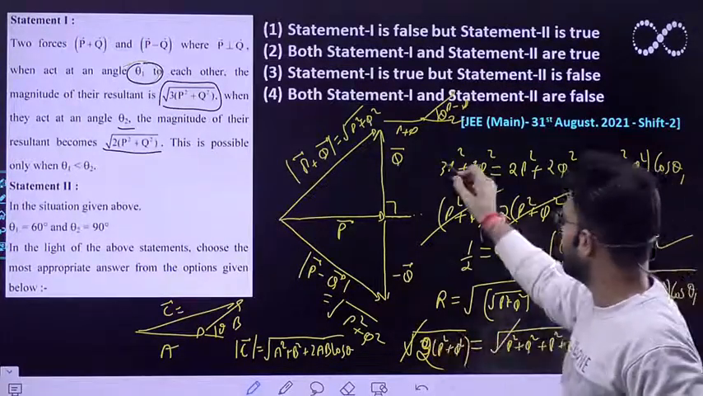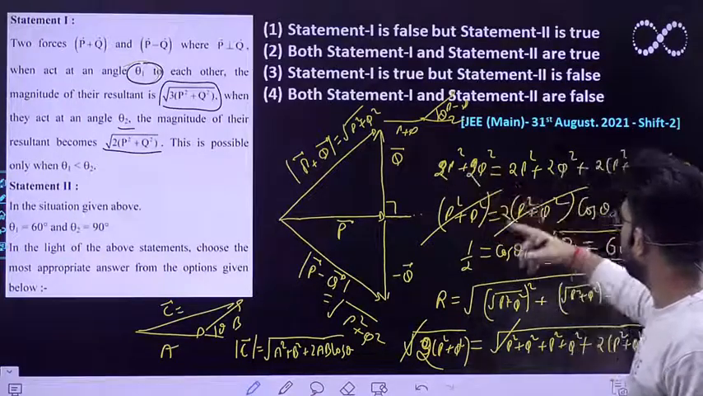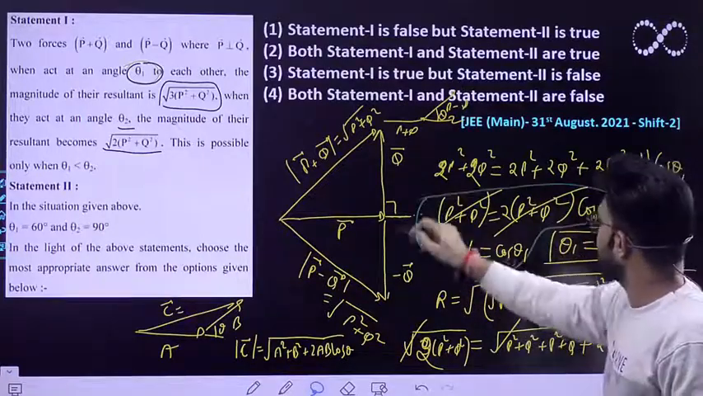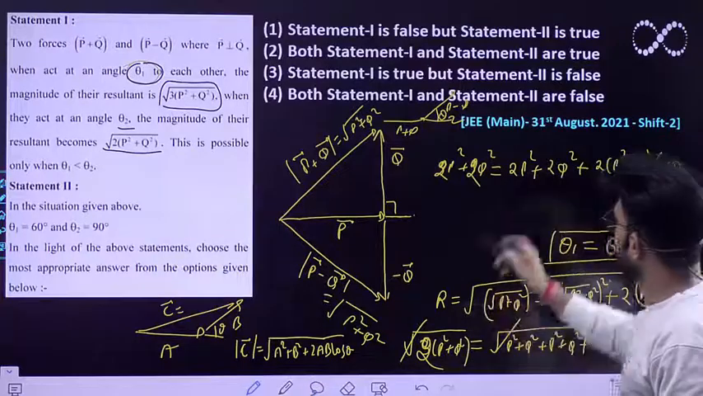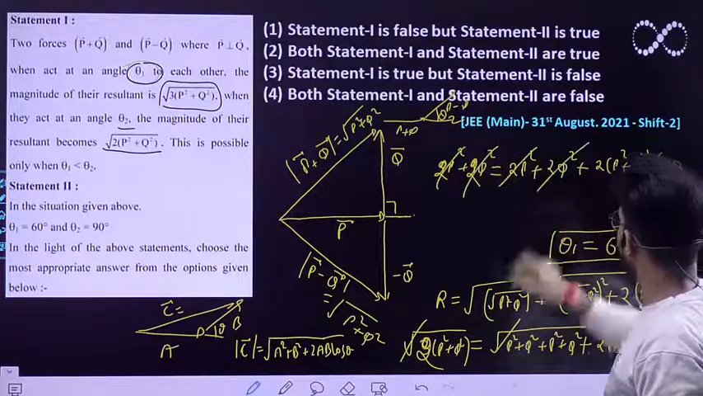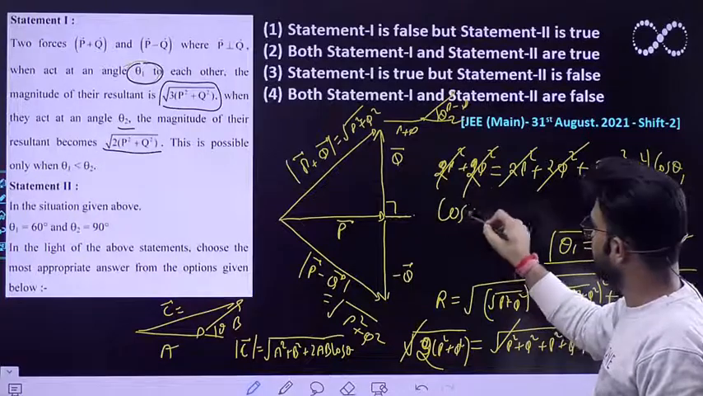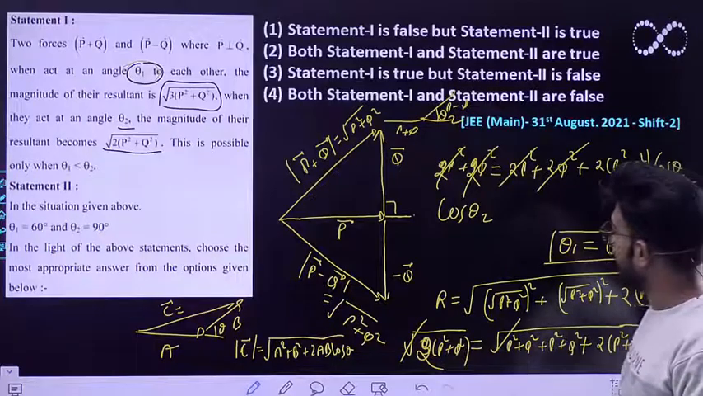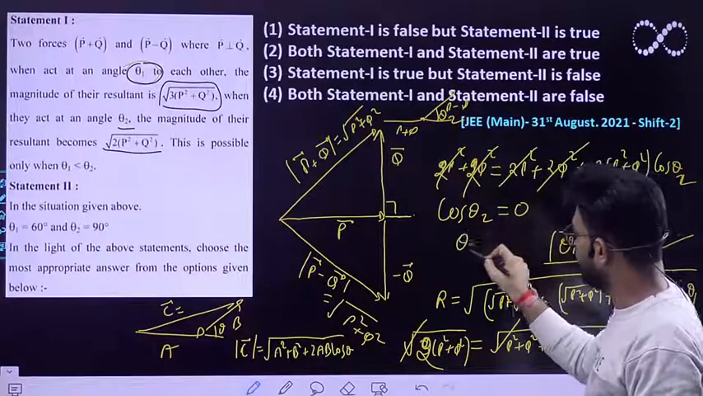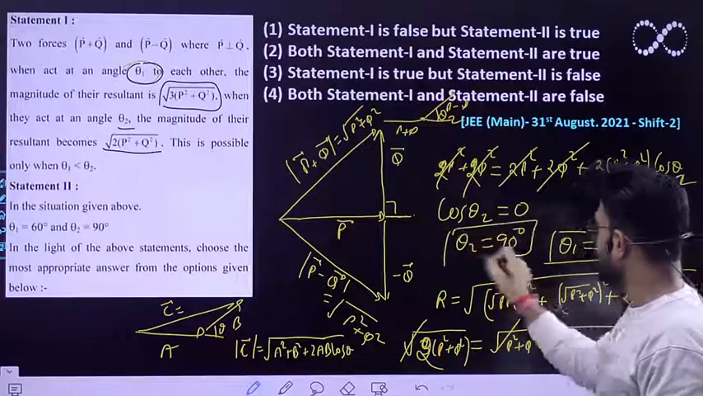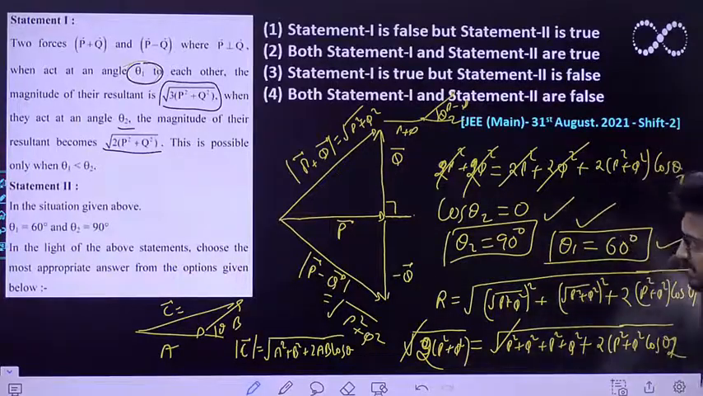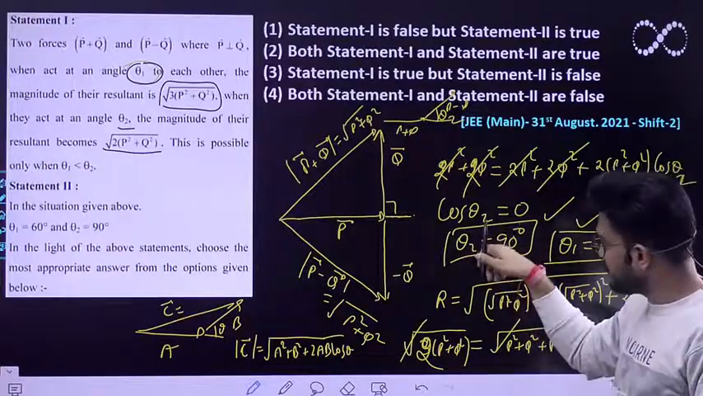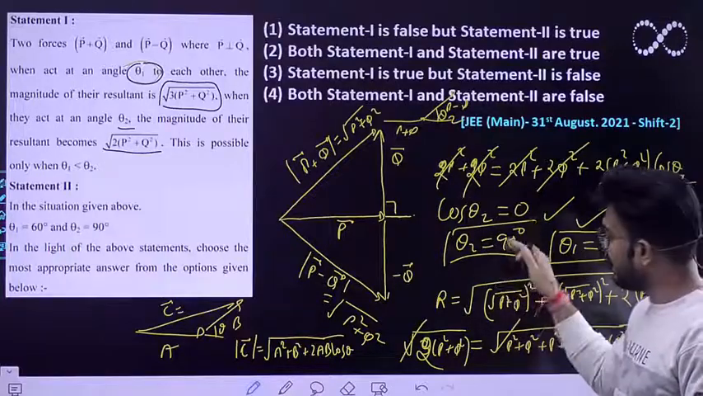So this expression would be equivalent to 2P square, 2Q square, and finally this expression comes out with P square cancelling out each other. So that means cos theta 2, when this resultant is 2 P square plus Q square, comes out to be 0. So that means theta 2 must be equal to 90 degrees. Obviously, so that means when initially the angle between P plus Q and P minus Q was 60 degrees, now the resultant decreases. So that means eventually now both P plus Q and P minus Q are perpendicular.